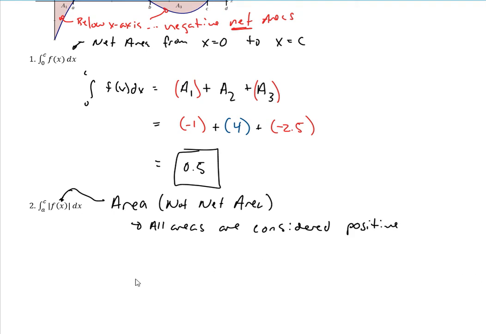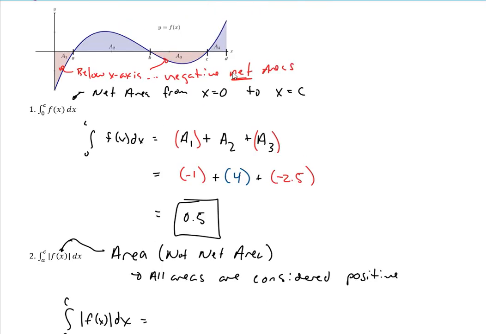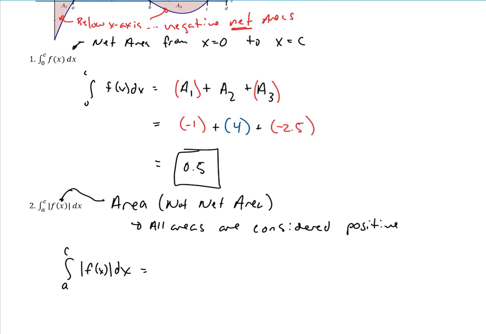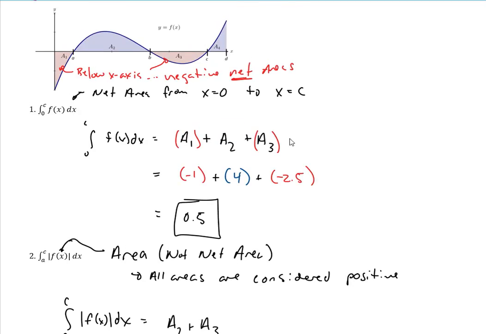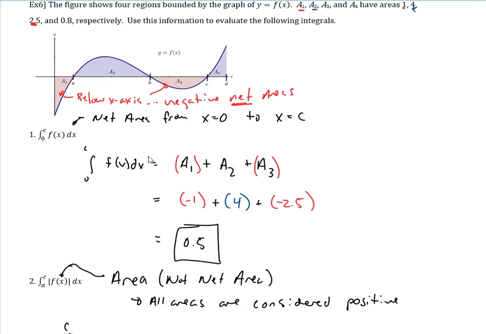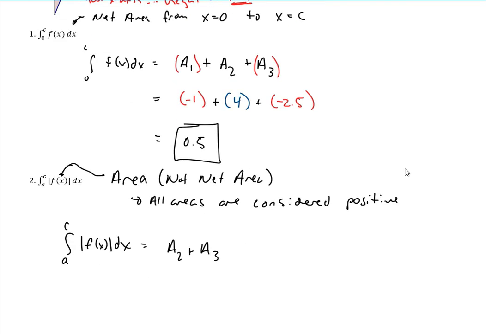Okay, so on this, our setup from a to c of the absolute value of f of x dx is equal to, okay, so let's see. Here's a, and then it goes to c. So it's just these two areas. It's A2 plus A3. But this time around, again, they're automatically going to be positive. Do not change the one that's below the x-axis into a negative. Area 2 is automatically above the x-axis anyway, and we just have to look back at our information. Area 2, they said, is 4.